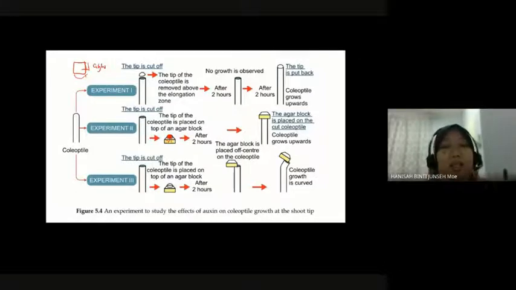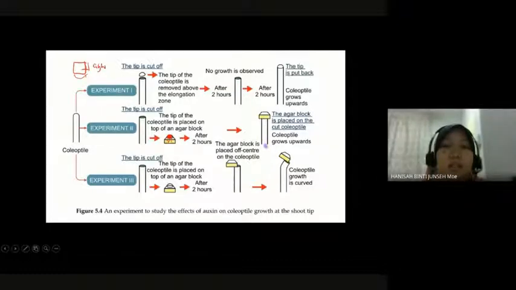Okay, the agar block, not the coleoptile. The agar block contains auxin. So they put this agar block that contains auxin, they place back the agar block on the cut coleoptile. Maksudnya coleoptile yang sudah tiada tip lah. Okay, yang tiada tip. Bila dia letak, when they place the agar block, it shows a growth process.